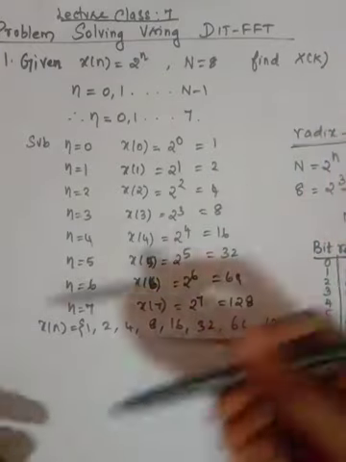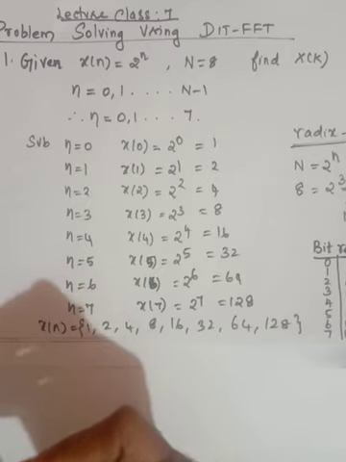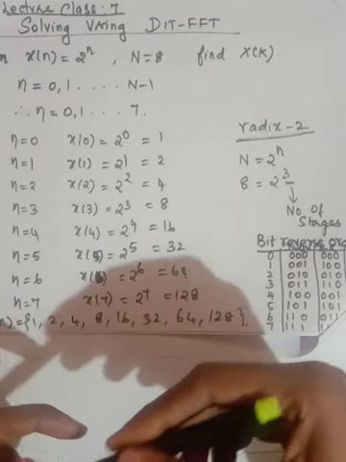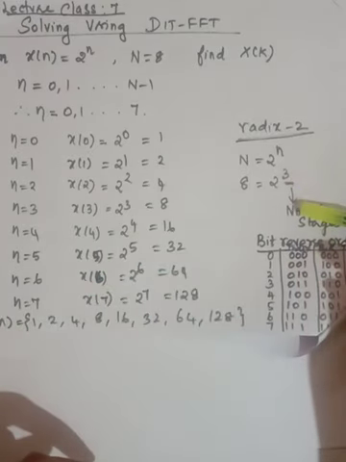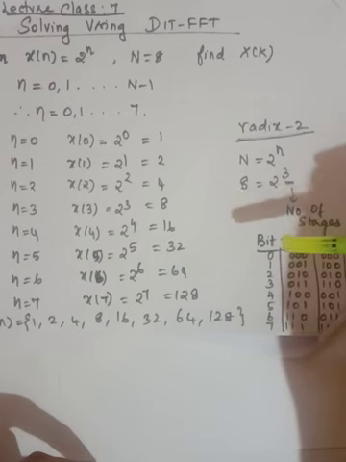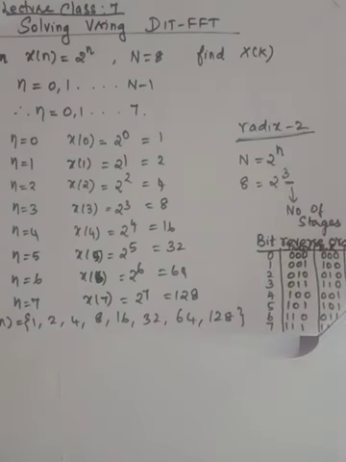If an input is given, first we need to find the number of stages. Here the number of stages is calculated from N is equal to 2 power n. So in this problem, 3 is the number of stages, and we also have to give the input in bit reverse order. The same concept applies in DIF FFT. The only difference is that here we give the input in normal order and we get the output in bit reversal order.